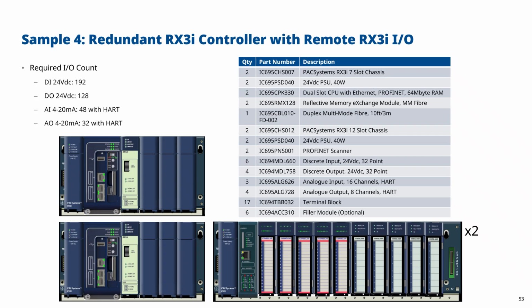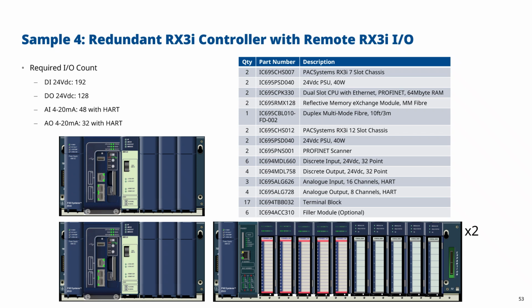So MDL660, 32 channel module, 192 divided by 32 is 6. 128 divided by 32 is 4. I've got 48 modules with HART, so 48 divided by 16 gives me 3. 32 on the outputs divided by 8 gives me 4. So if you add all those modules up, that's 17. So I need 17 terminal blocks. And 17 is too many modules to fit in a single 12 or even a 16 slot chassis.